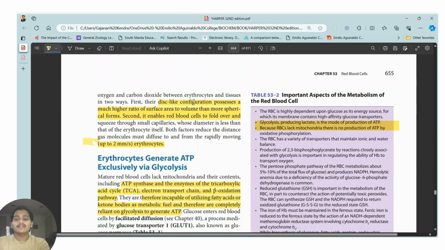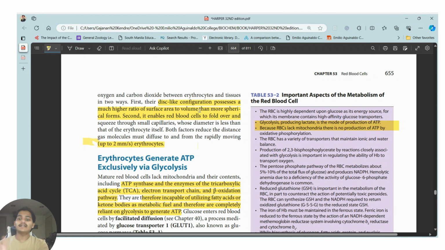Then this disc-like configuration possesses the shape function of the RBC. What is the shape function? The first function of the shape of the RBC, that is the biconcave shape: the biconcave shape of the RBC gives more surface area to volume compared to spherical forms, so that more oxygen can be diffused inside the RBCs and can be transported.